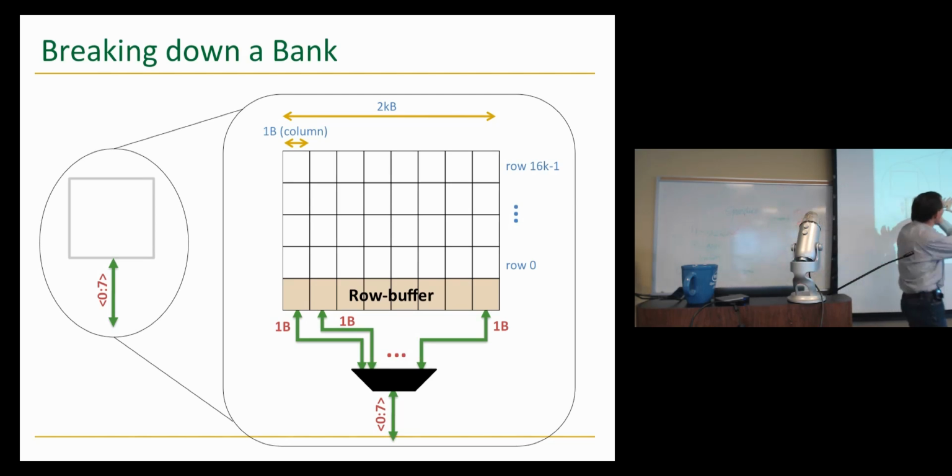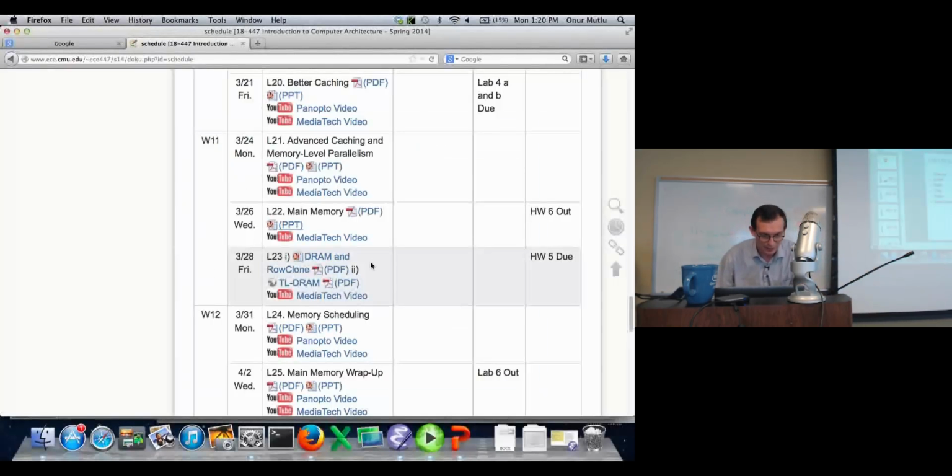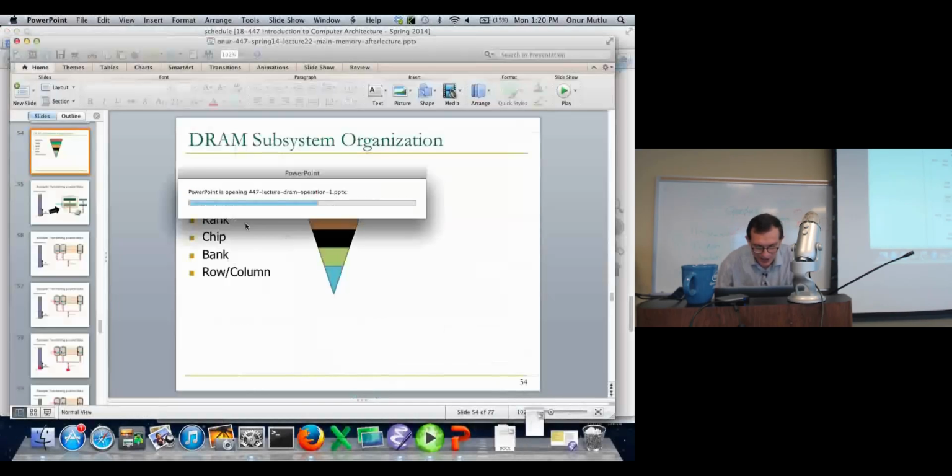And remember this is the bank itself. Bank is organized into rows and columns, and you have a row buffer. Again, this is a logical structure. So let me go into an even lower level organization, which was discussed in this lecture.